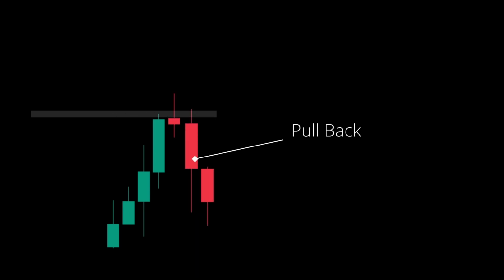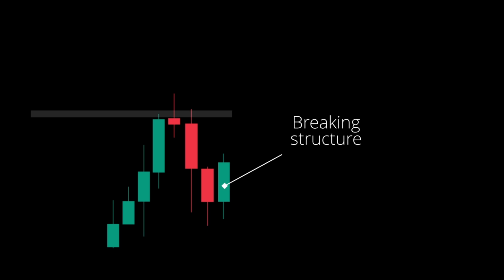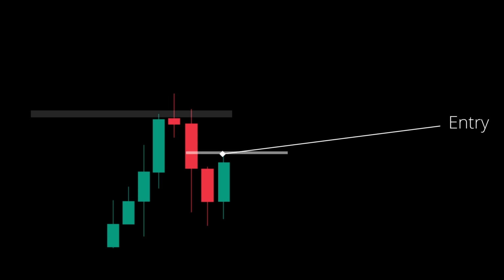It is an uptrend because it is forming higher highs and higher lows. So this is our pullback move. But this candle breaks the structure and closed above the previous candle high. So this is our confirmation candle. Okay, and this will be our entry point.